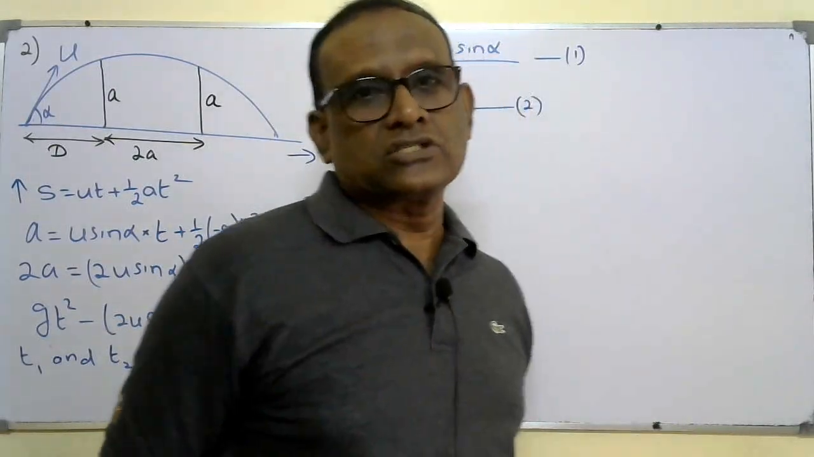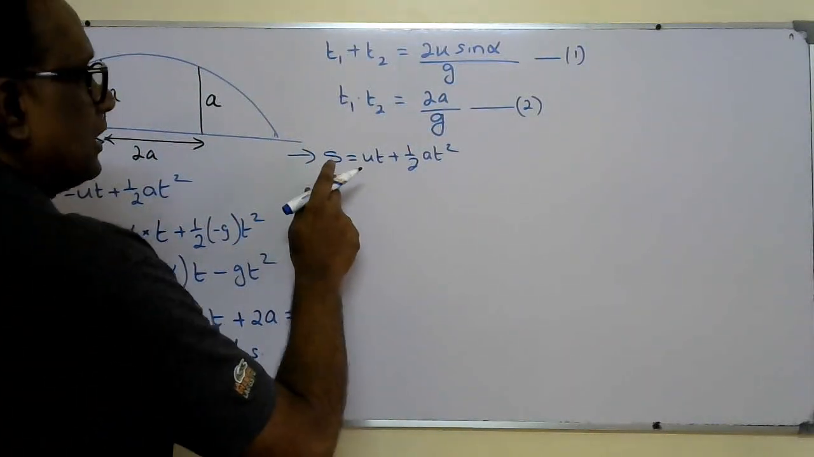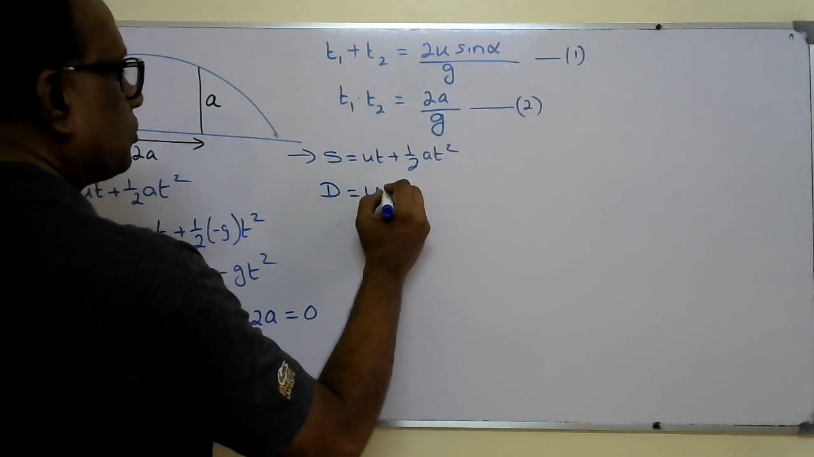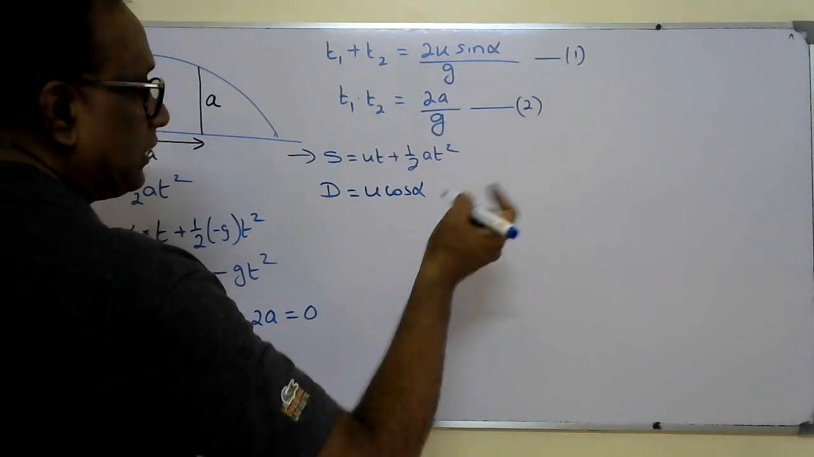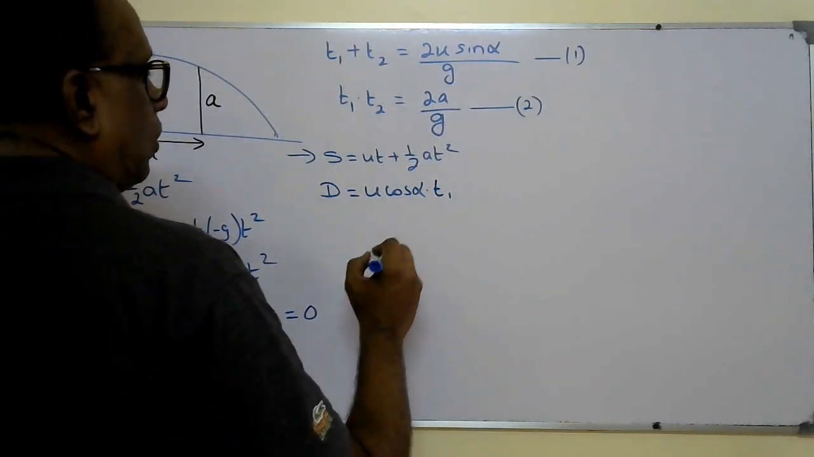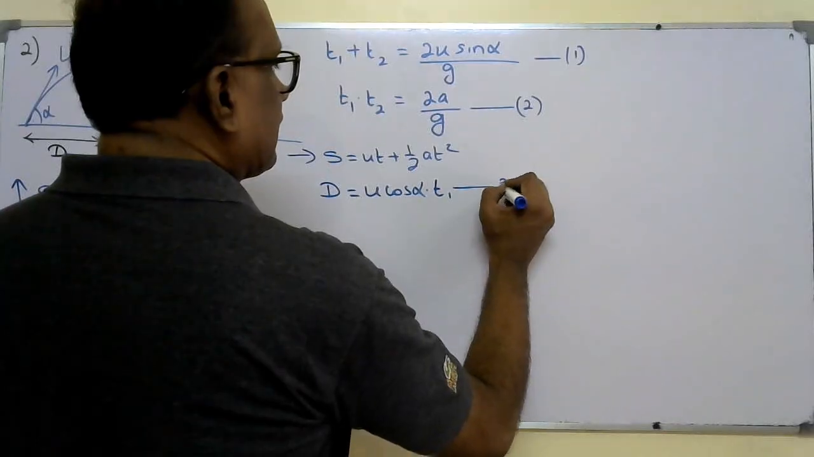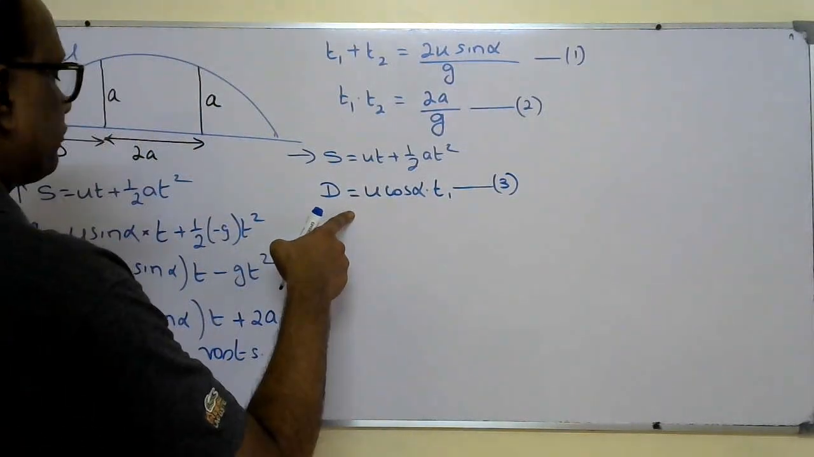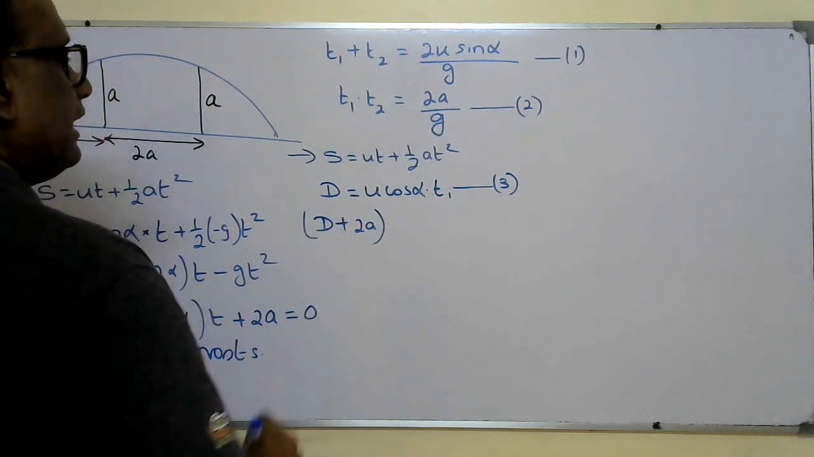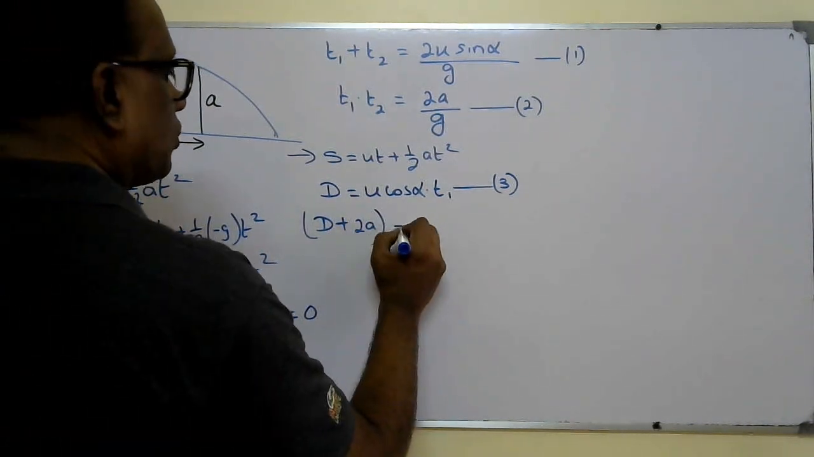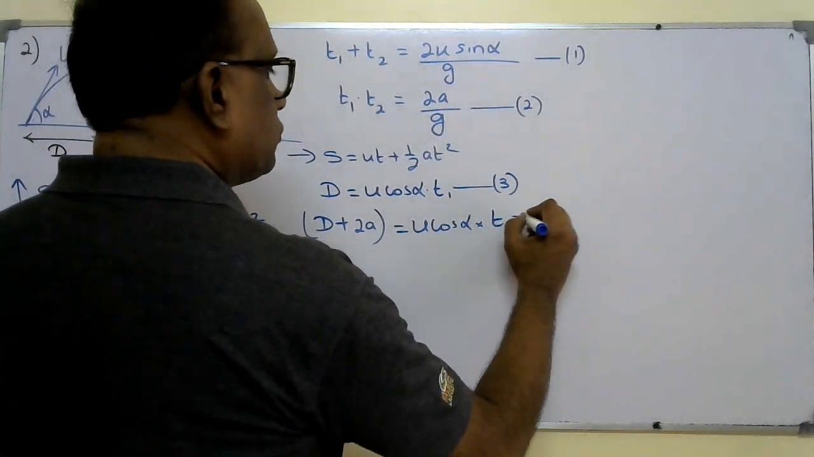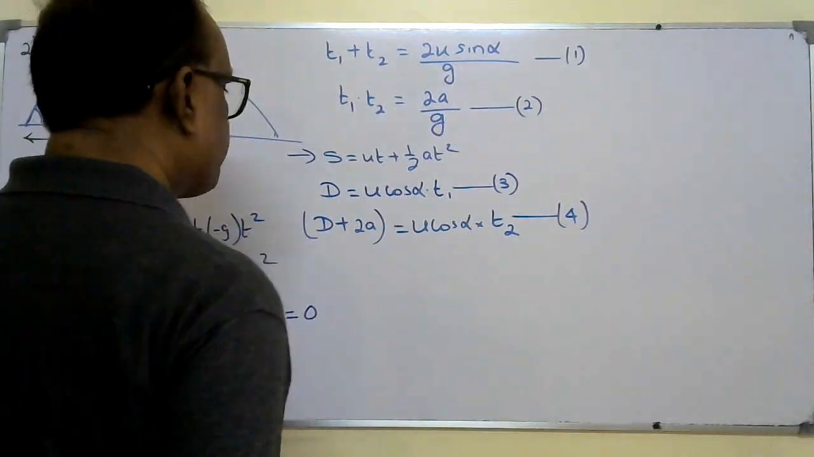So I'm using horizontally S equal ut plus half at squared. For the first wall, the distance is D, so D is equal to u cos alpha into T1. I'll substitute the u later. Let it be equation 3. For the second wall, D plus 2a is equal to u cos alpha times T2. Let that be equation 4.